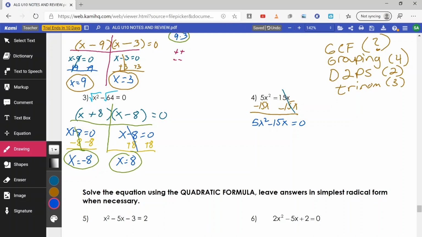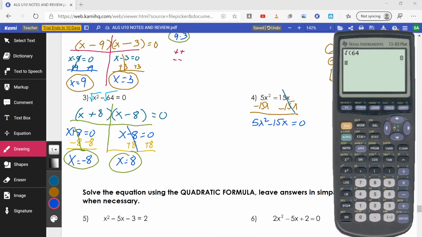So from here, I want to go down my line. Greatest common factor, grouping, 2 perfect squares, or trinomial. So first things first, numerically, is there a common factor between 5 and 15? So first thing we do, find the common factor by hitting math over to num and GCD, and we're going to push 5 and 15.